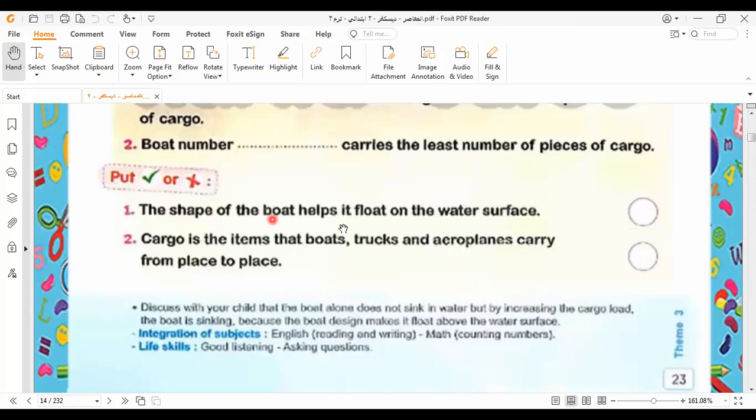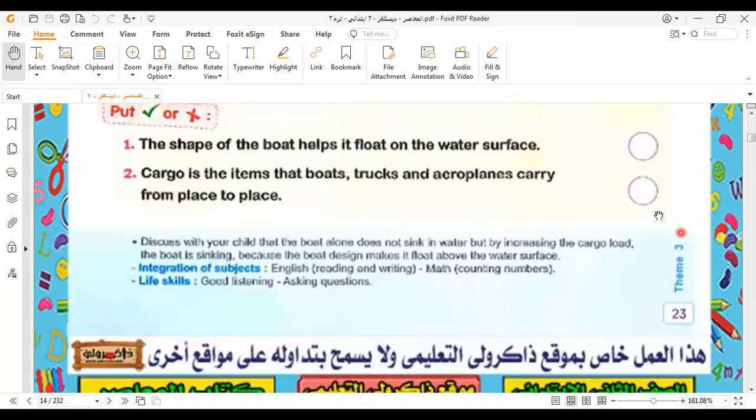The shape of the boat helps it float on the surface. Yes, I put it here, right. Cargo is the items that both trucks and airplanes carry from place to place. Yes, as I put here. Yes.